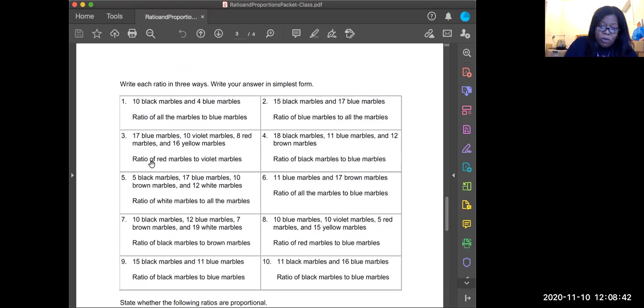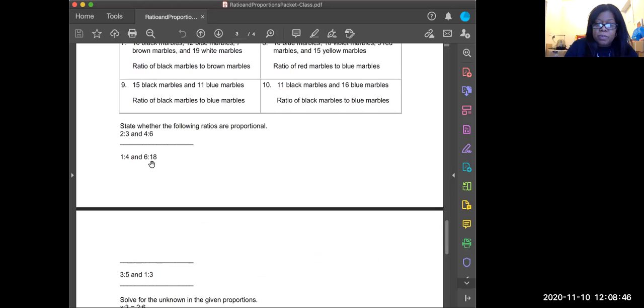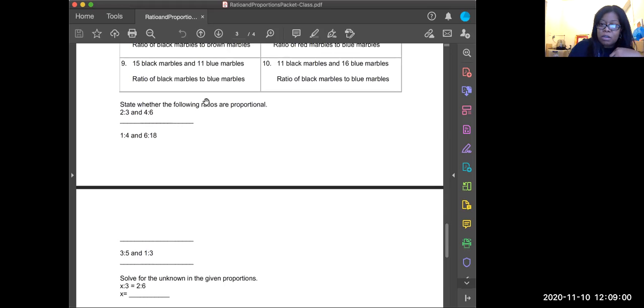And then again, we're writing ratios in simplest form. And here, this is where we figure out if the ratios are proportional or if they're equal. Well, how in the world? This has colons in it, and we just talked about it in fraction format, right? So how do you figure this out? Uh-oh.